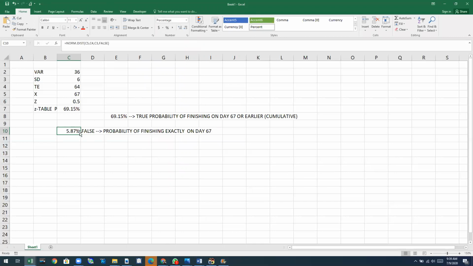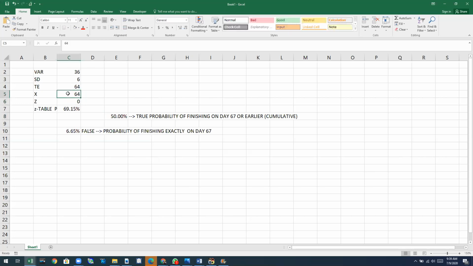Why the difference? Because 5.87% is the probability of finishing exactly on day 67. The difference between these is the distribution of probability of finishing on day 66, 65, 64, 63, 62, and so on. If you'd like to know the probability of finishing exactly on day 60, you can. It's only 5.32%. What if I would like to know the probability of finishing exactly on day 64? It's 6.65%. The cumulative probability is 50%.